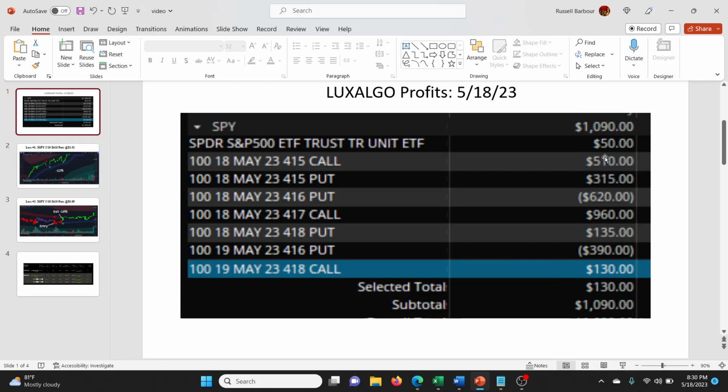So this is kind of the overall day. This is the subtotal profit and loss for the day. I'm using a fairly large account. This isn't a significant amount of money to me. It's really nice to make it, but this is not me doubling or tripling my account or anything like that.